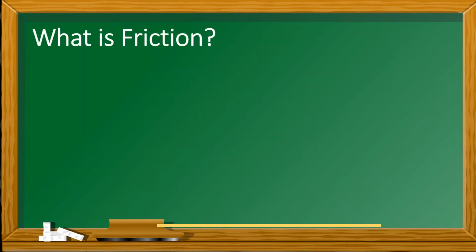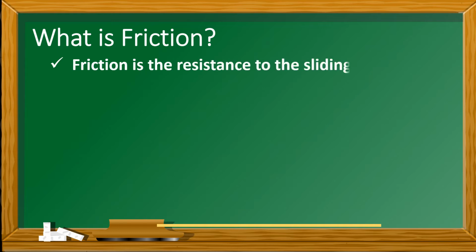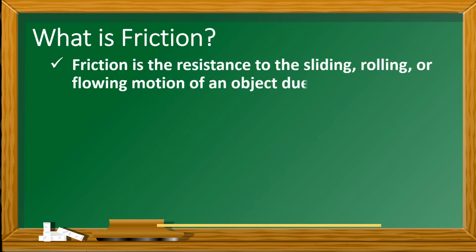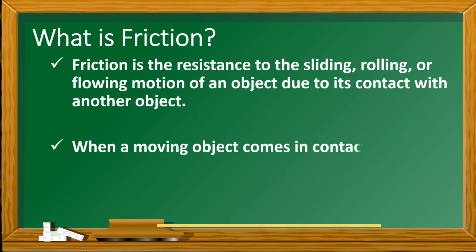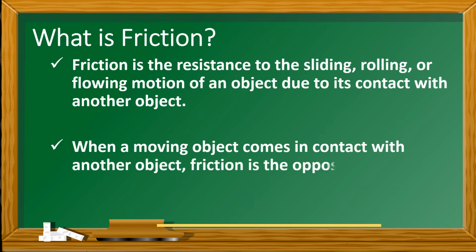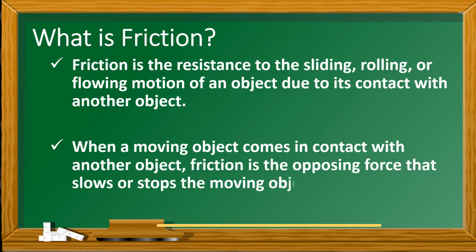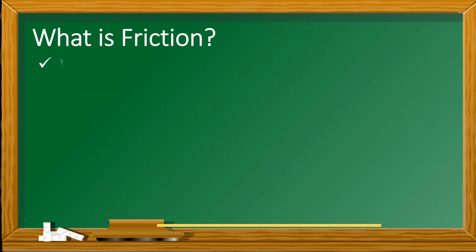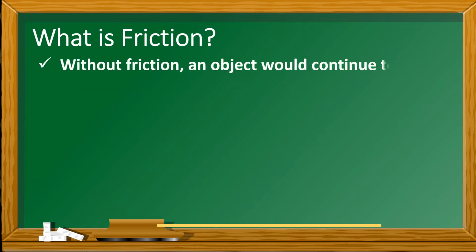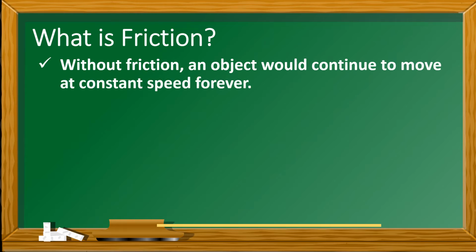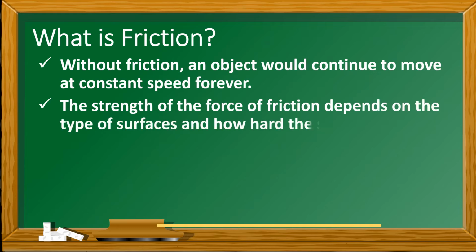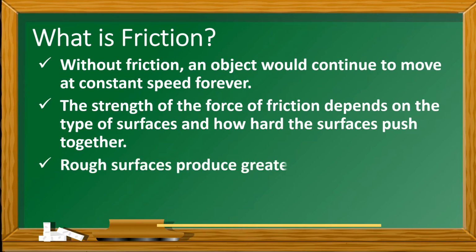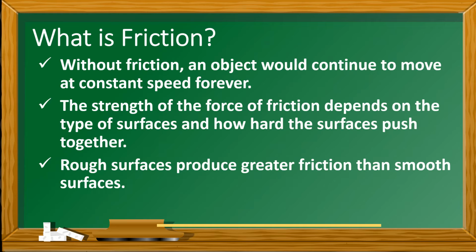So what is friction? Friction is the resistance to the sliding, rolling, or flowing motion of an object due to its contact with another object. When a moving object comes in contact with another object, friction is the opposing force that slows or stops the moving object. Without friction, an object would continue to move at constant speed forever. The strength of the force of friction depends on the type of surfaces and how hard the surfaces push together. In these, rough surfaces produce greater friction than smooth surfaces.